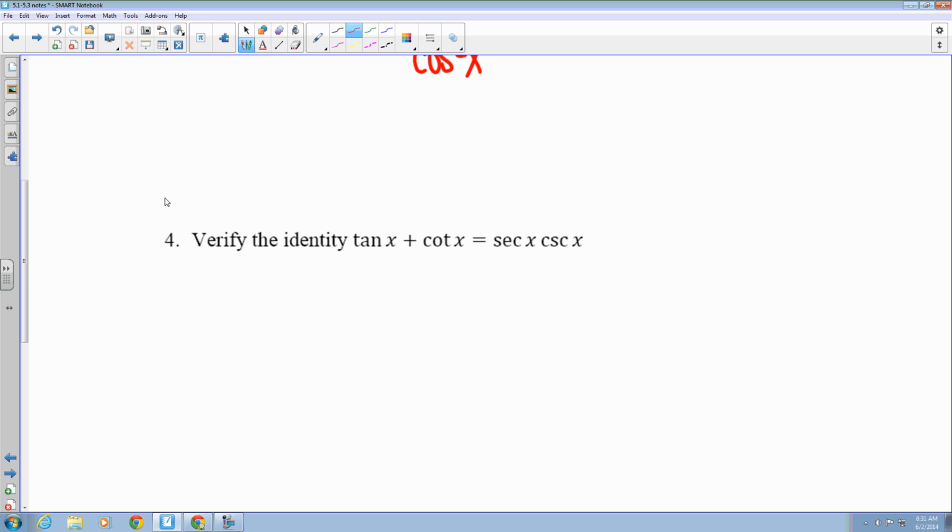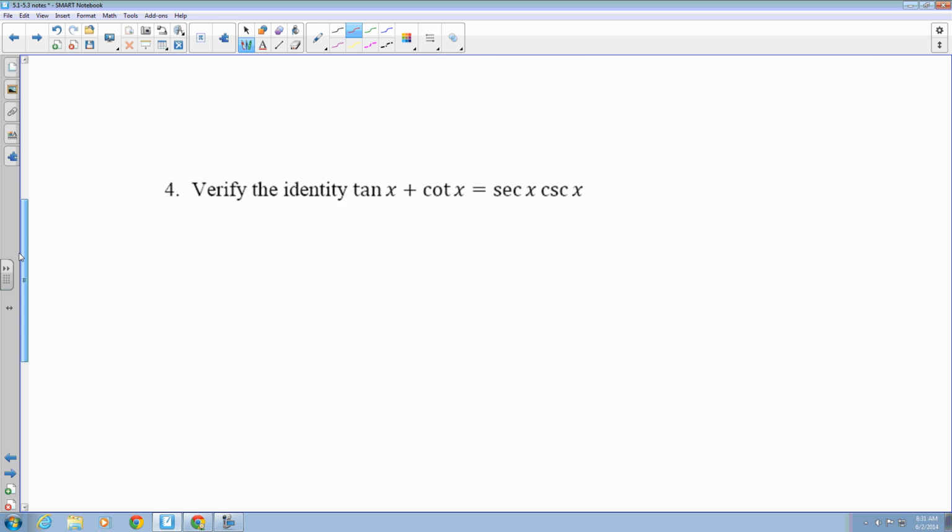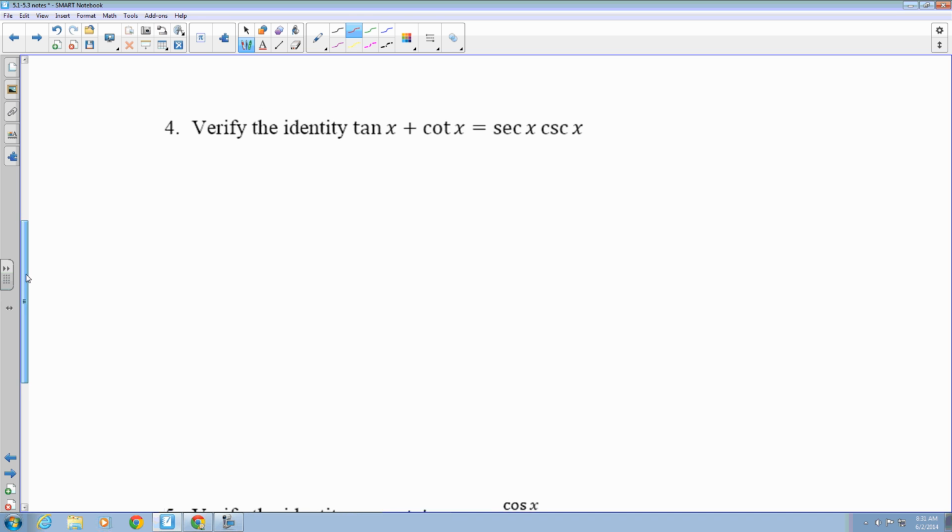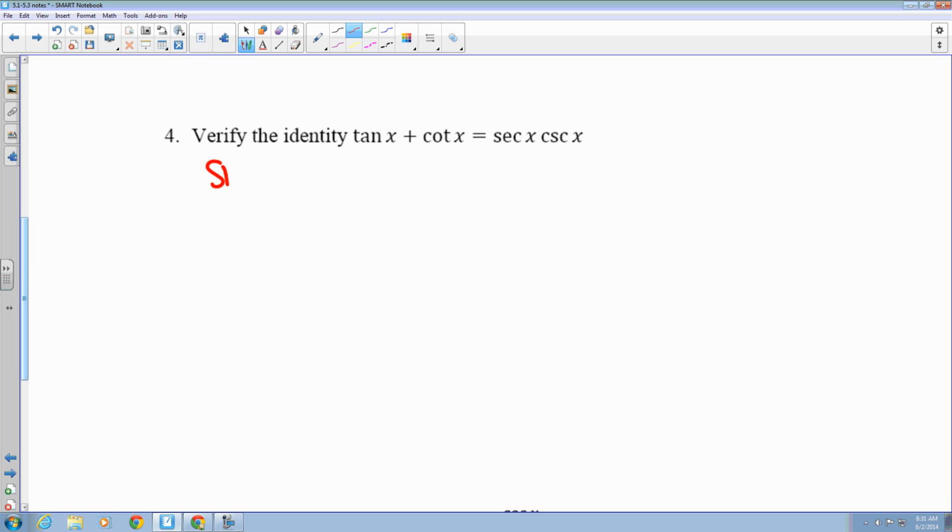Okay. Number 4, verify the identity: tangent plus cotangent equals secant cosecant. Well, I think we're going to start on the left side, and the best thing to do would be to turn tangent and cotangent into their quotients. So tangent is sine over cosine, and cotangent is cosine over sine. Now we have fractions, which we know what to do with. We need to get our common denominator.